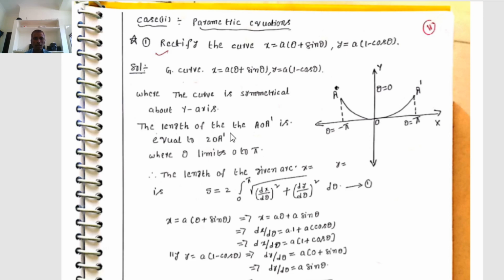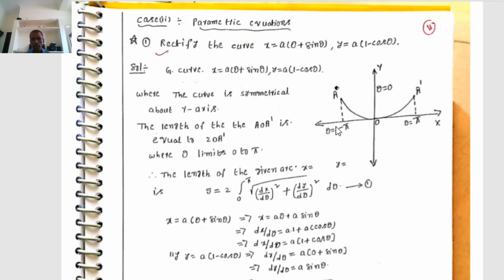Therefore the length of the arc of the curve A O A dash is equal to 2 times OA dash, since the total curve A O A dash can be divided into two parts, A to O and O to A dash. Now we consider the limits 0 to pi, so the length of the arc A O A dash equals 2 times the length of OA dash, where the theta limits are 0 to pi.